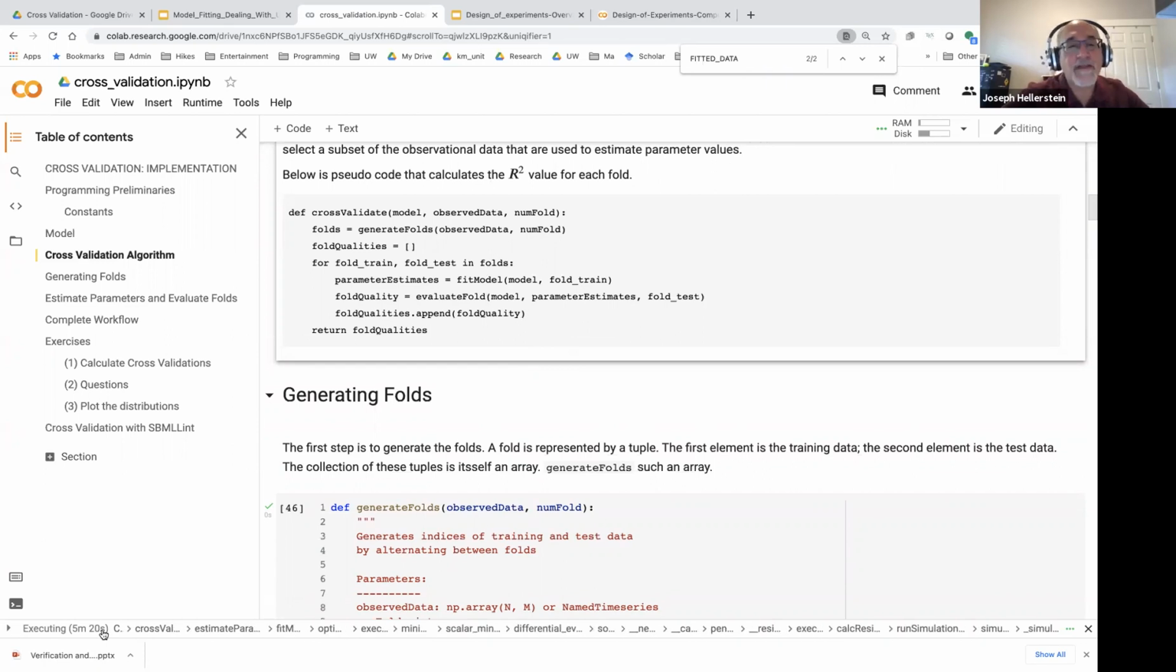And this is cross-validation because you're doing this. This must be something that's being done, I think, on the Wolf model. It takes a lot longer.